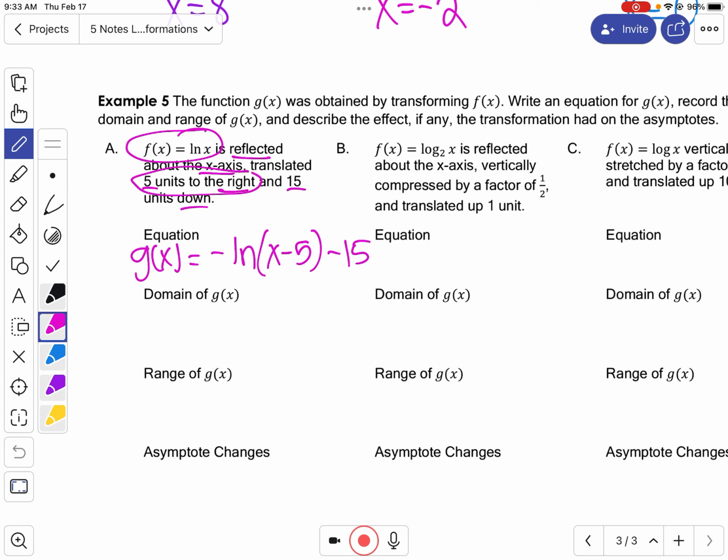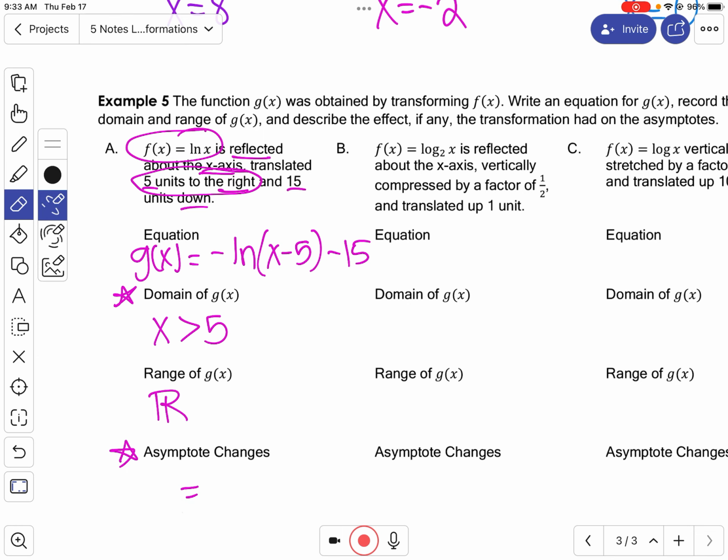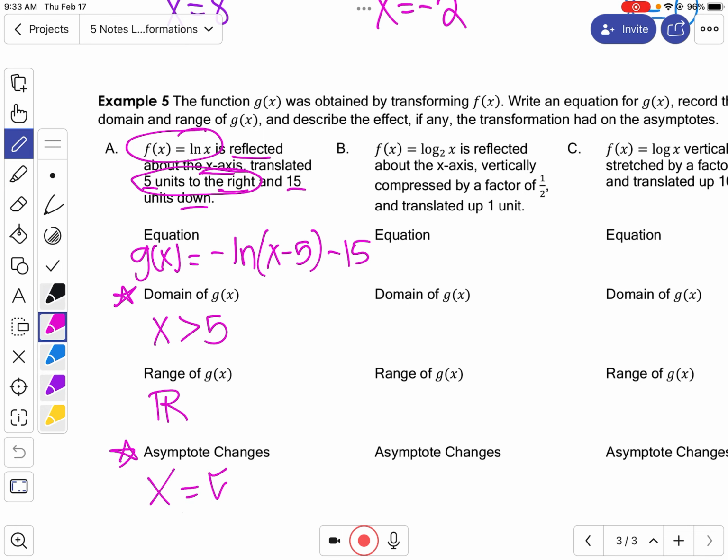Since I'm going right, it changes my domain and my vertical asymptote. We're going right, so that would be x is greater than 5. All real numbers for range, and your vertical asymptote would be x equals 5.